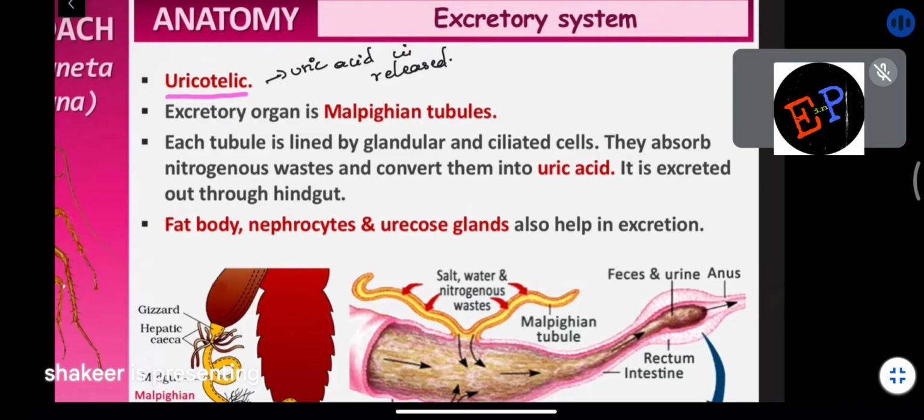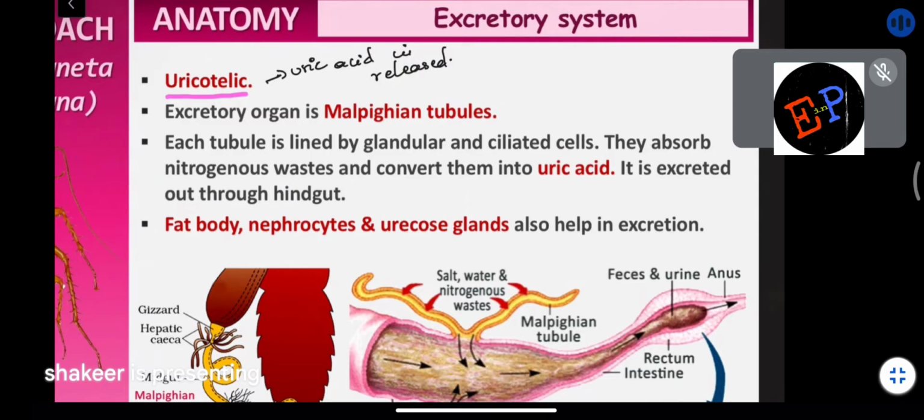And what is the main component of uric acid? Nitrogen is the main component of uric acid. Are you able to understand? So uric acid is also called nitrogenous waste.